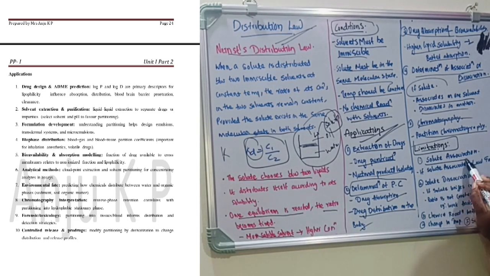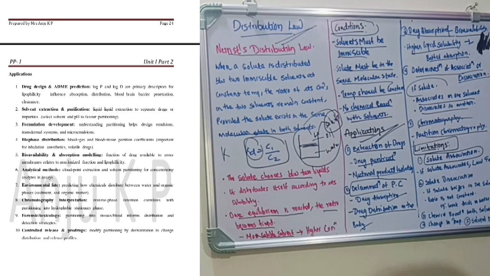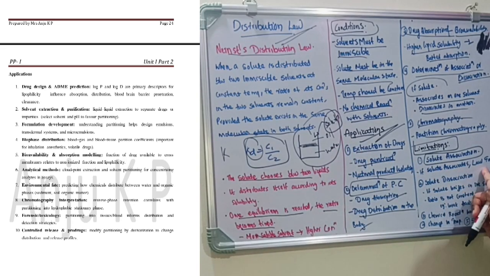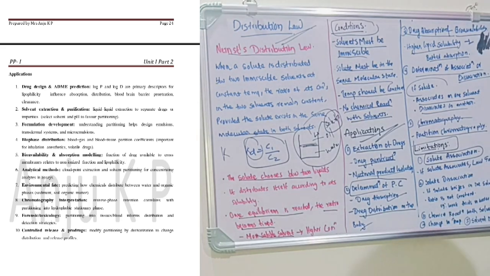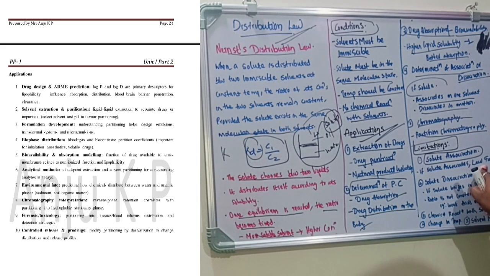Limitation: the first one is solute association. If your solute molecule is getting associated in any of the layers, your law will fail. For example, benzoic acid in benzene and water. Benzoic acid will associate in the benzene layer. So in that case, distribution law fails. That is why we use the modified distribution law.